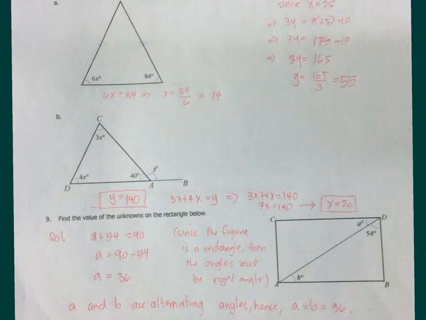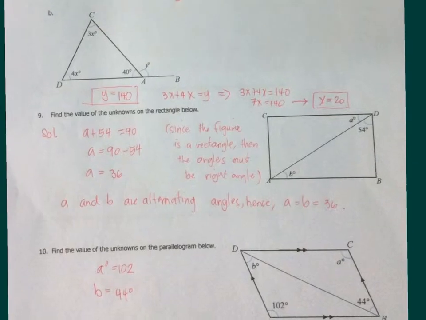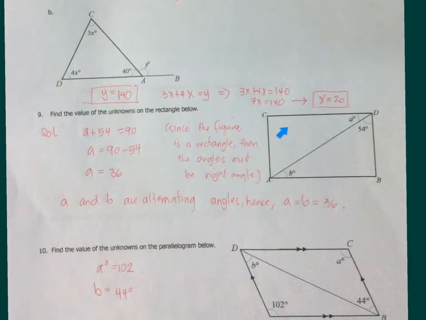Okay, number 9. Find the value of the unknowns on the rectangle below. Now, the key here is to know the characteristics of a figure, in this case a rectangle. A special characteristic of a rectangle is that all the angles in a rectangle are 90 degrees. So this angle C here is 90, the angle D here is 90, the angle at B is 90, and the angle at A is 90.